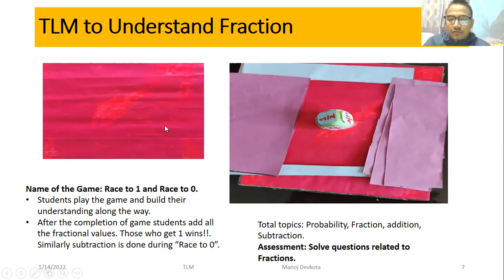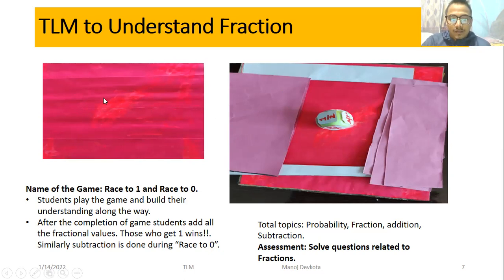So they will try to relate the game with the fraction. If they get 1/2, they will keep it over here, and then they also try to draw or represent this on paper, in their exercise copies, and then they will try to relate half, 1 by 4th, 1 by 8, 1 by 16, like that. And after adding, they will get 1, right? So fractions adding up to 1.